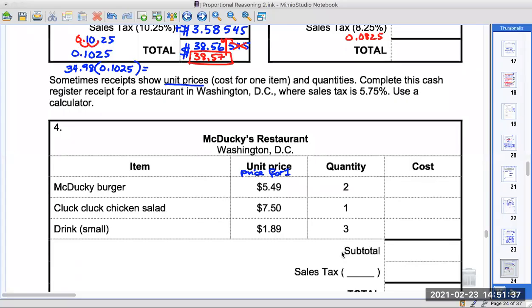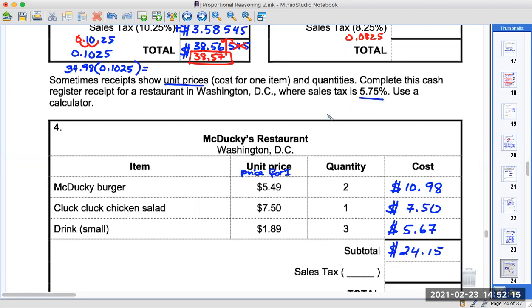And I'm back. So 2 times 5.49 is $10.98 for both of them. 1 times 7.50 is 7.50. And 3 of the $1.89 drinks together, you multiply by 3, $5.67. And now you add these 3. That's your subtotal. So use your calculator, do the work. I come up with $24.15. And now we have to find the tax.